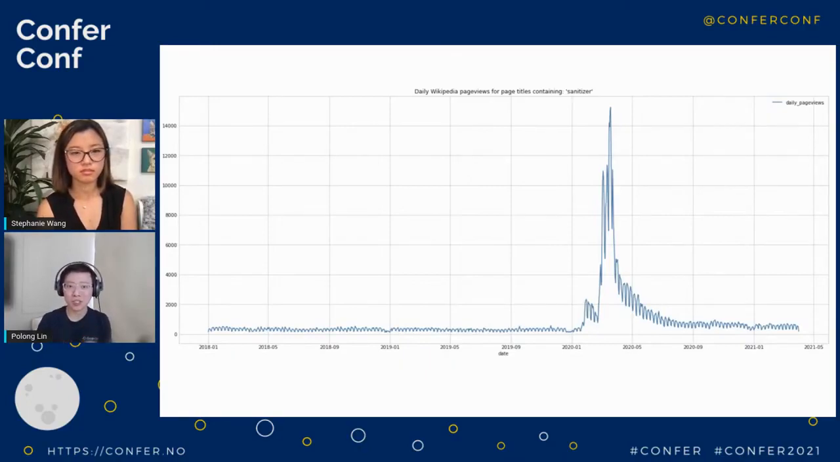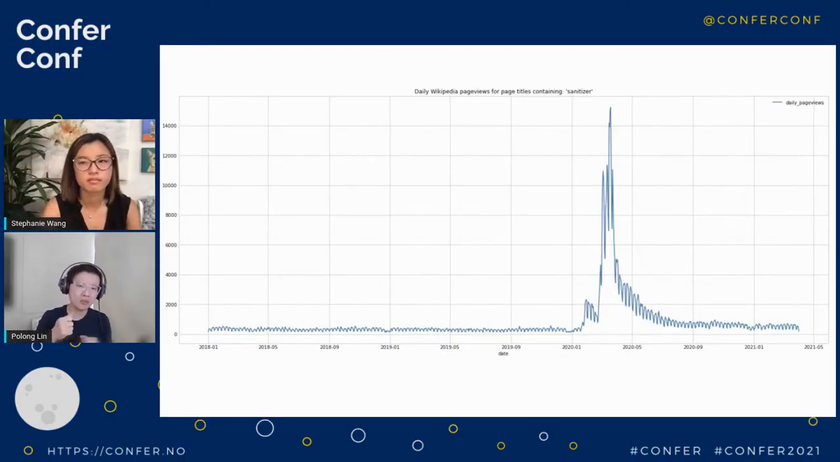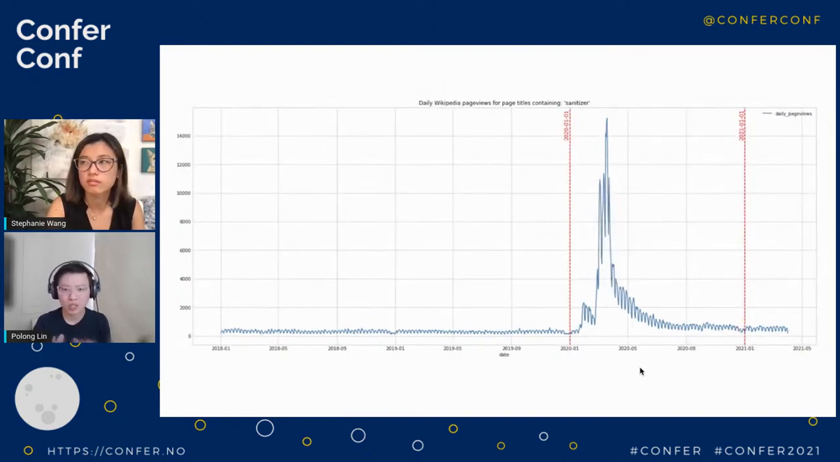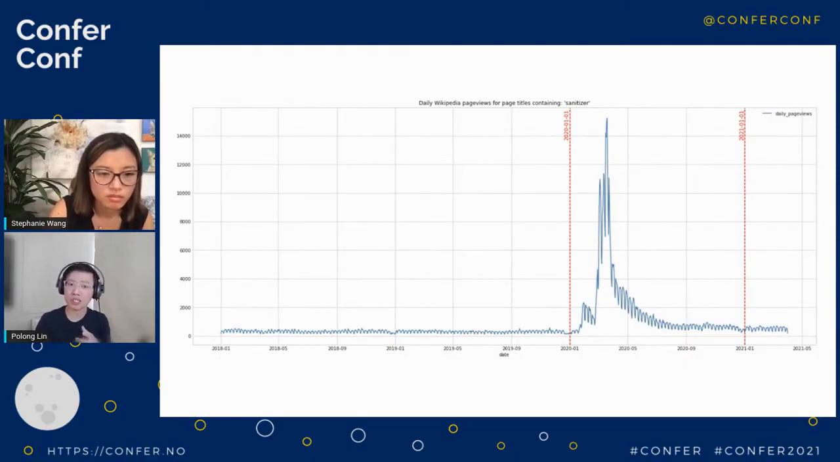So the searches for sanitizer on Wikipedia seem to have really tremendously spiked around, what does it say here? 2020, around March time, right? And then it started to fall down a little bit. And yet, even until, let's say, the beginning of 2021, on the right-hand side, you can see in this second red line, there's still a bit of a sustained increase in interest in sanitizer.